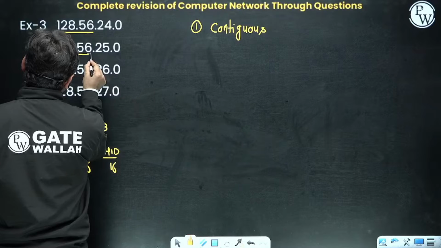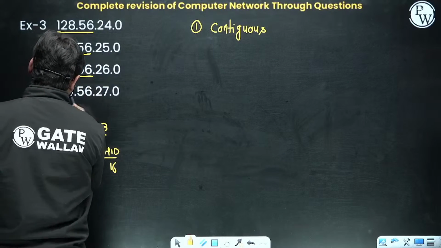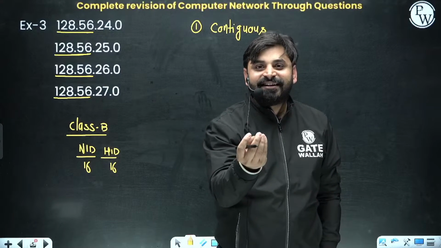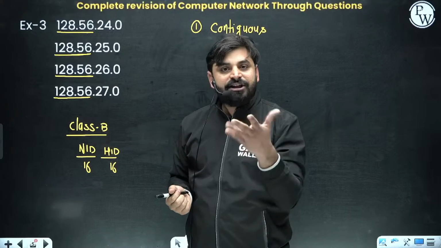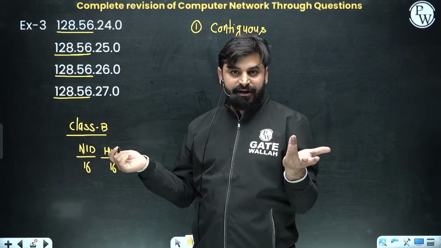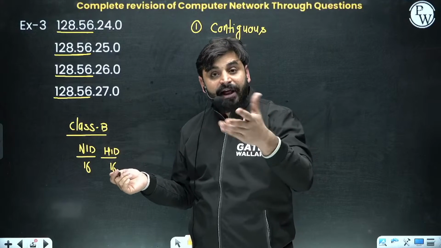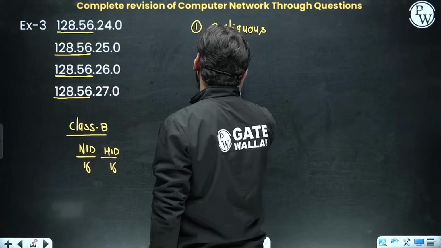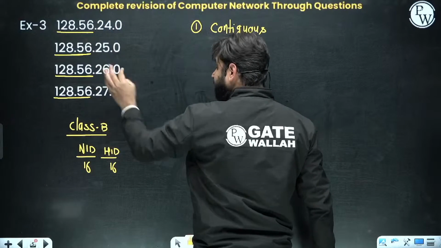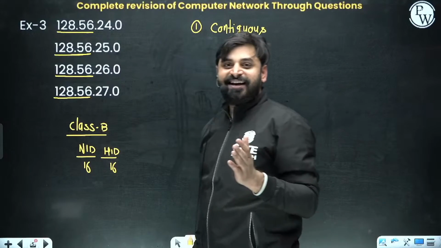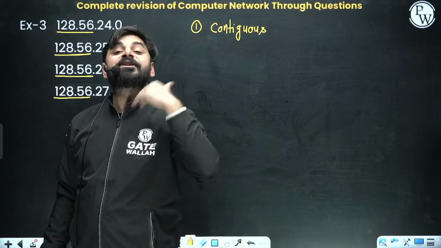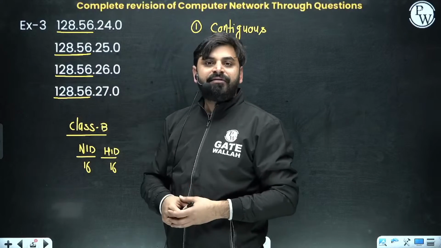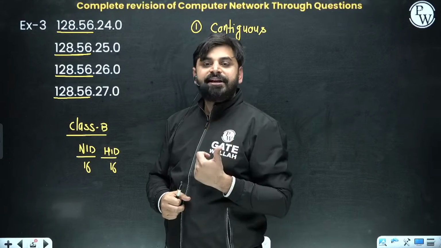128.56, 128.56, 128.56, 128.56. So there is only one network. This 128.56 means only one network. This is not contiguous. It is a single network only, and we cannot apply supernetting on a single network. Most students think that 24, 25, 26, 27 are contiguous. But this is class B, where the network ID is 16 bits and must be contiguous. There is only one single network, 128.56, so it is not contiguous.